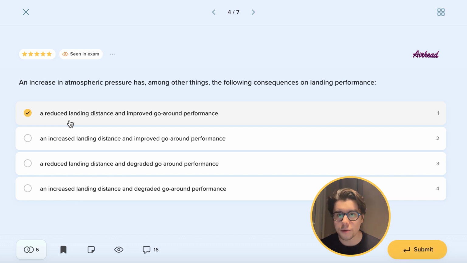So you can also consider here the use of reverse thrust, which doesn't affect the landing as much, however, it also helps. So in that case, you can see that a reduced landing distance and improved go around performance will be the key consequences of increased atmospheric pressure. However, here I think the examiners want you to know mainly that if the pressure is increased, your true airspeed is lower compared to lower pressures with the same CAS, because as you probably know, as you climb with constant calibrated airspeed, your true airspeed continuously increases.